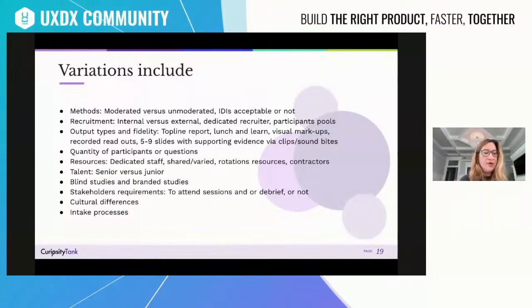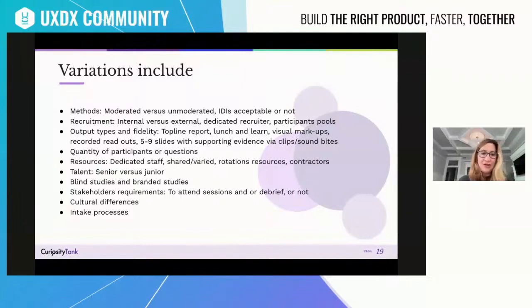I talked a little bit about the resources and how to resource a rolling research program. I've seen dedicated staff, I've seen shared and varying staff, I've seen rotations, contractors. Sometimes senior talent is leading the rolling research program, sometimes junior talent, sometimes the studies are blind, sometimes they're branded. Also, the stakeholders themselves and the expectations and their requirements can also differ quite a bit.